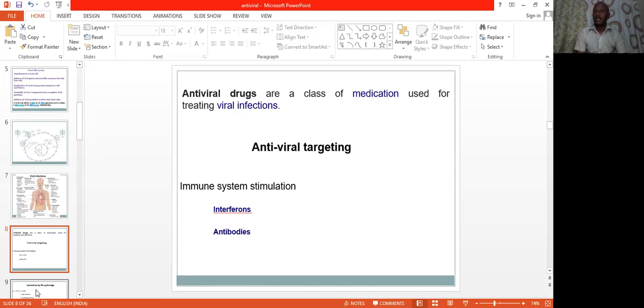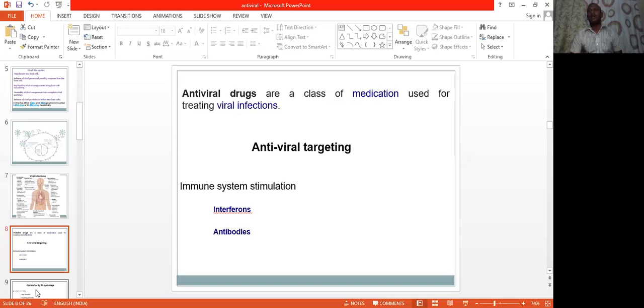You have seen bactericidal and bacteriostatic. Bactericidal drugs kill the microorganism, and bacteriostatic drugs inhibit the growth of the microorganism. Same way here also, antiviral drugs basically do not kill the virus, they only inhibit the replication process. So for the treatment of viral infection, you can have various strategies. One strategy is stimulation of our own immune system, especially interferons, and the next one is antibodies.